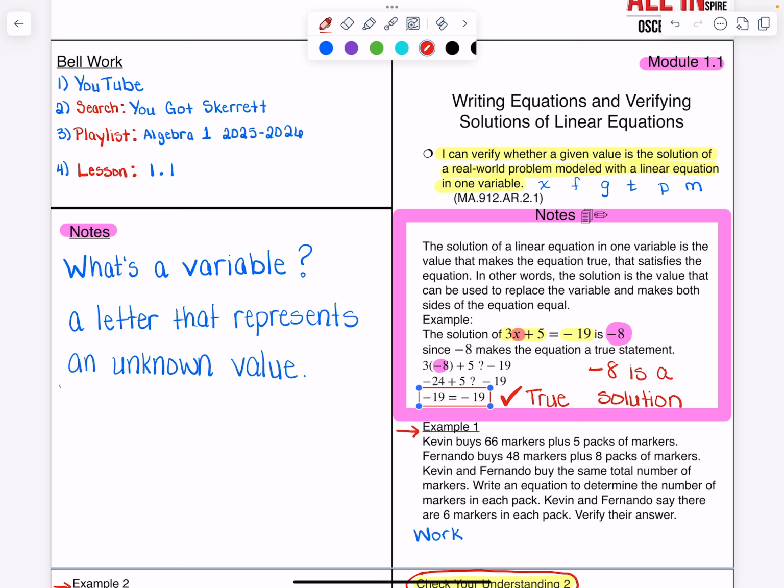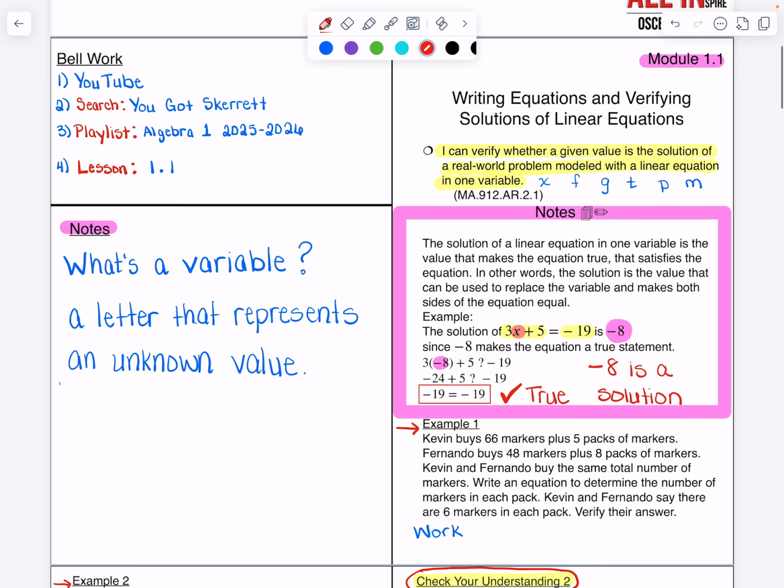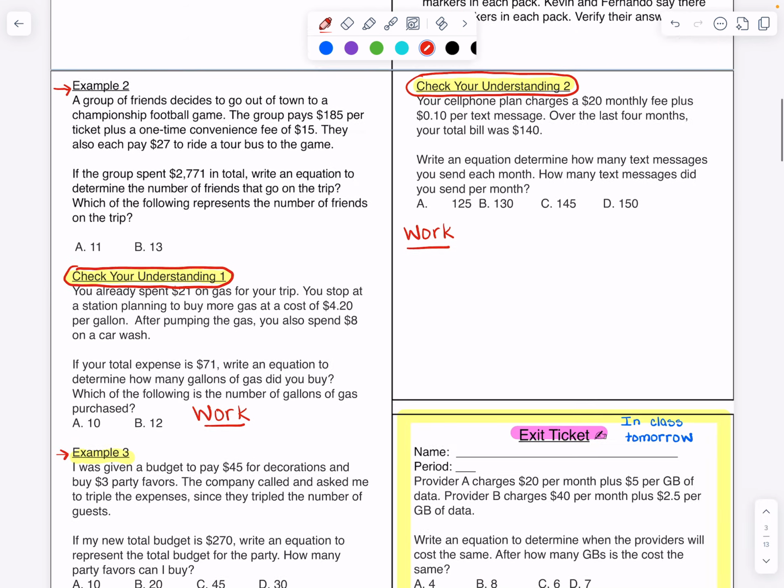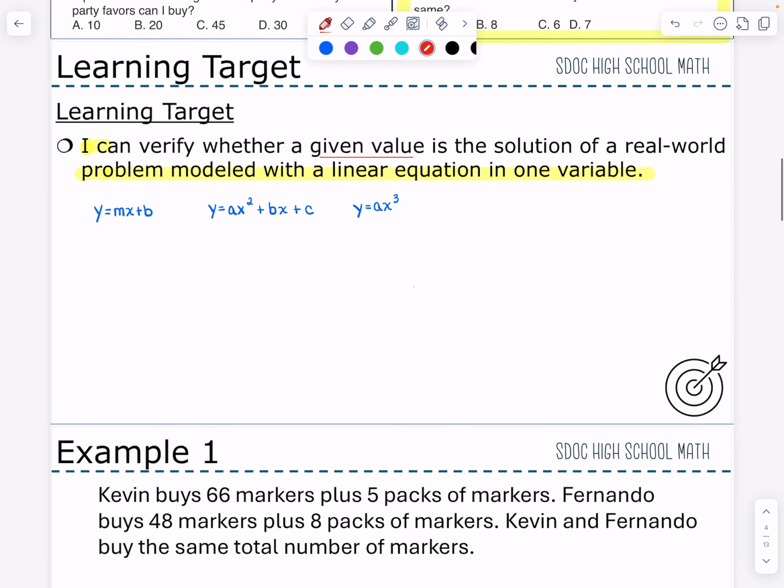So what does that mean? That means that negative 8 is a solution. What we're trying to do is, they're going to give us some solutions, and we're going to substitute that solution back in for the variable and see if it's a true answer or not. Okay? All right, so keep looking right here at example 1, and I'm going to go ahead and jump over to my slides. Same problem.